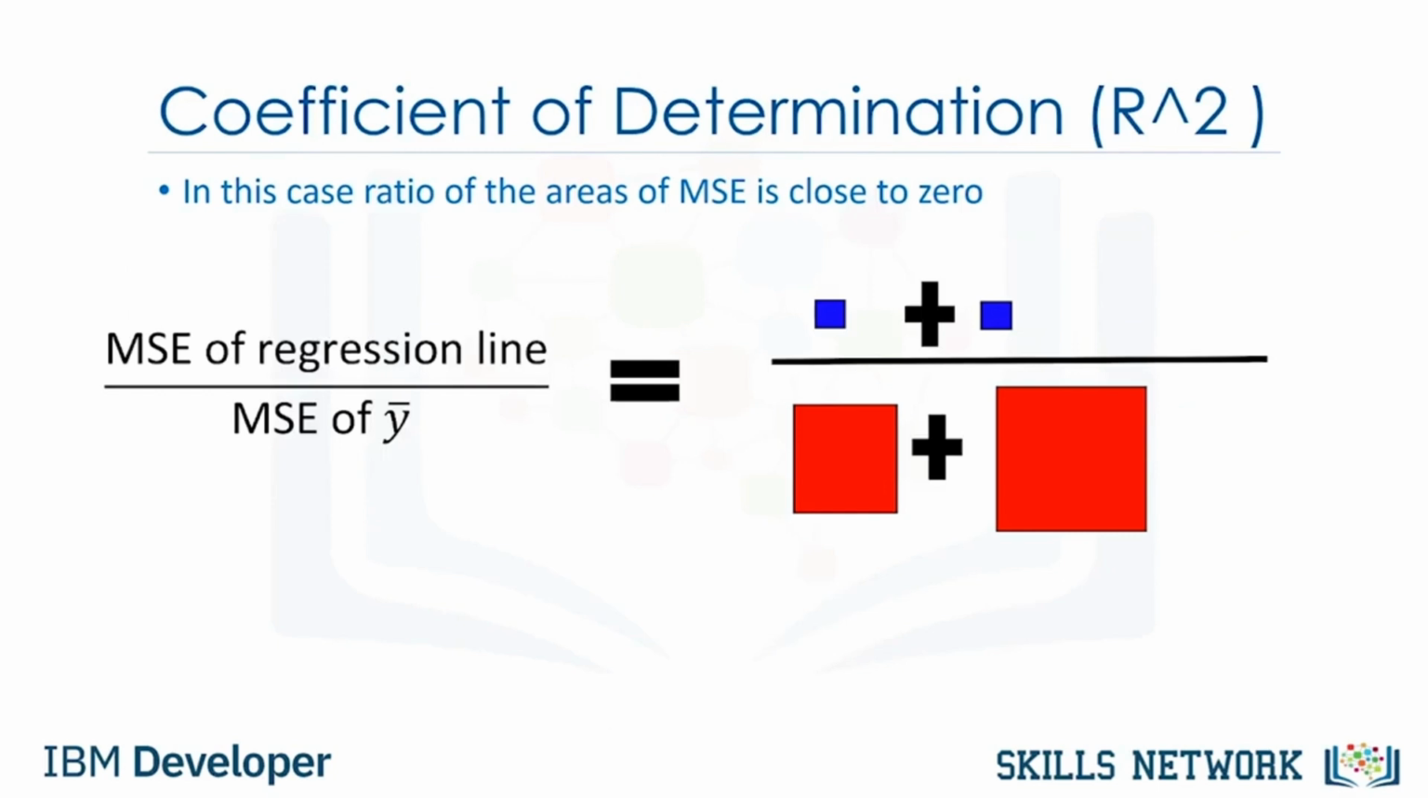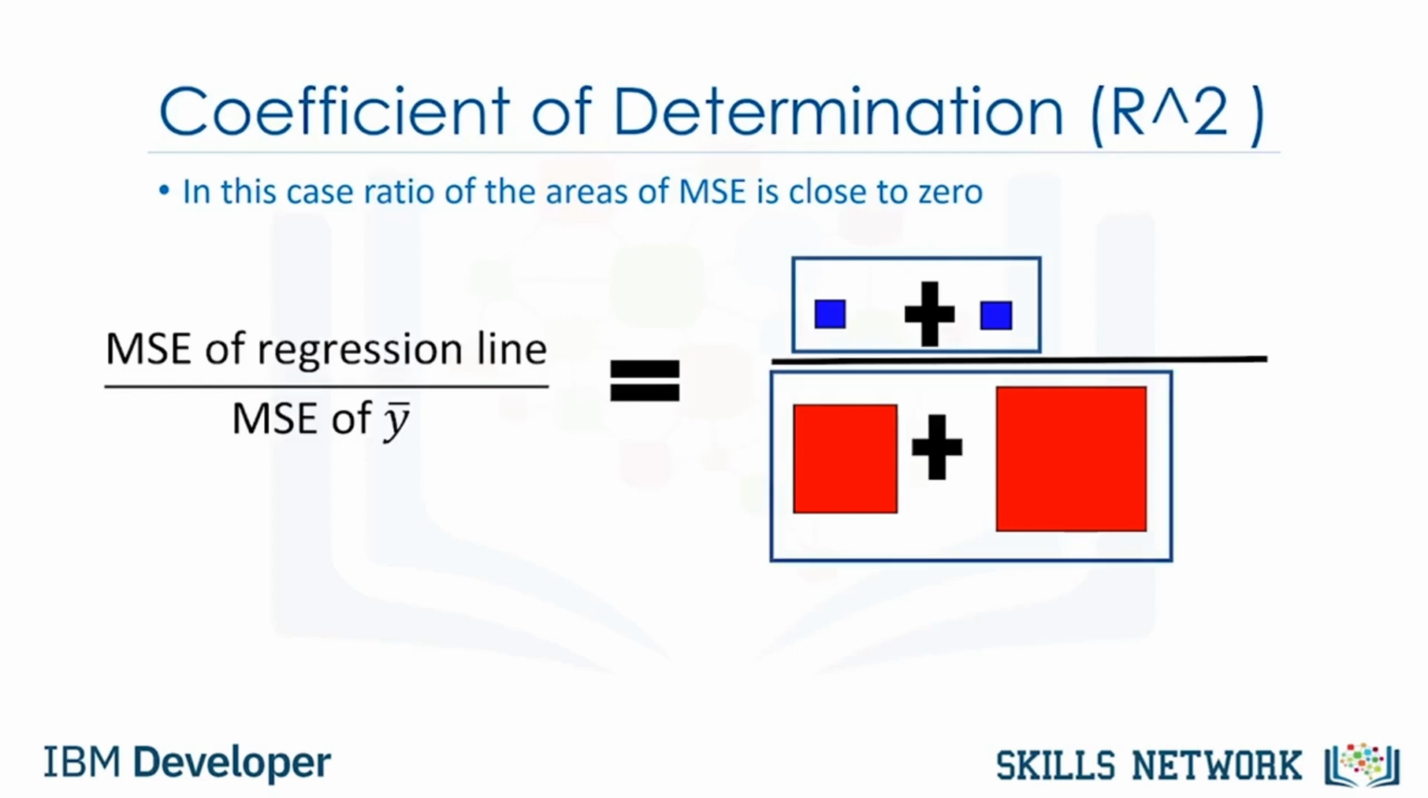In this case, because the line is a good fit, the mean squared error is small. Therefore, the numerator is small. The mean squared error of the average of the data is large, as the denominator is large. A small number divided by a larger number is an even smaller number. Taken to an extreme, this value tends to 0.